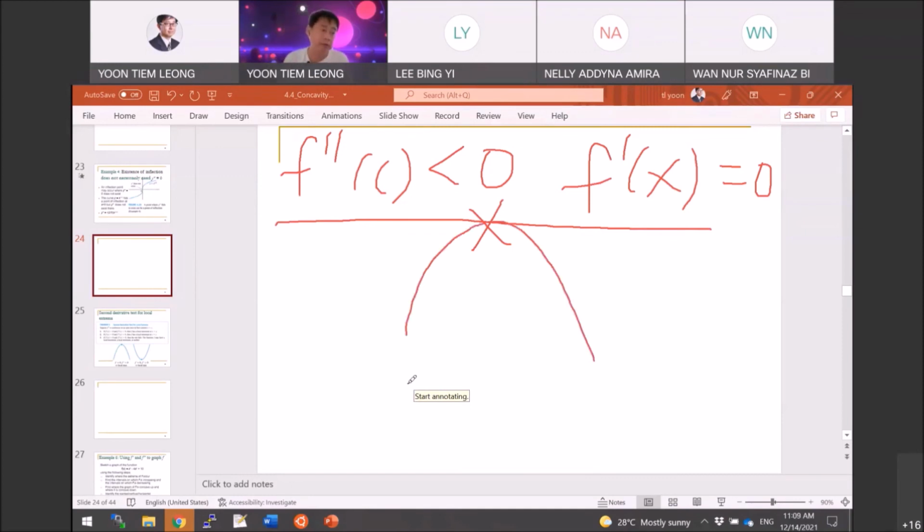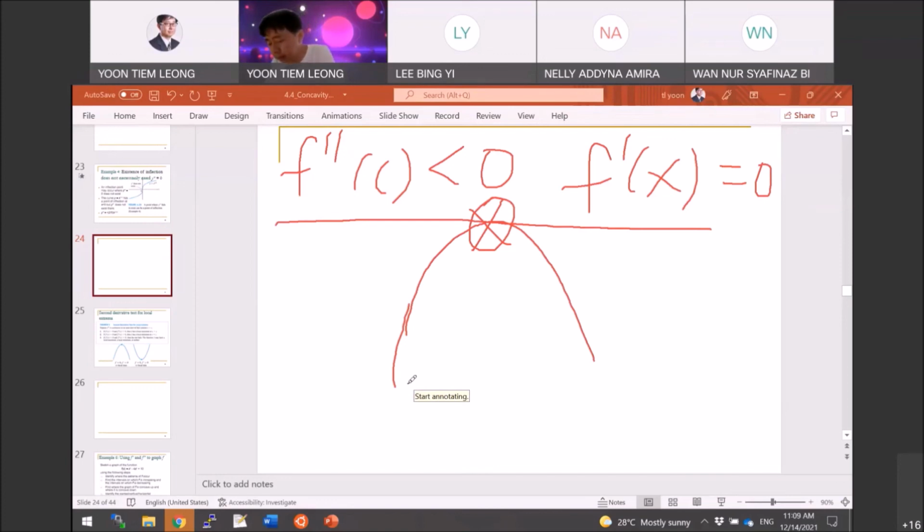So you add these two together. At the point c, the slope is flat. At the same time, the concavity at this point c is negative. Negative concavity is a graph that looks like this. So you combine these two, and you will automatically arrive at a situation where c is a local maximum.